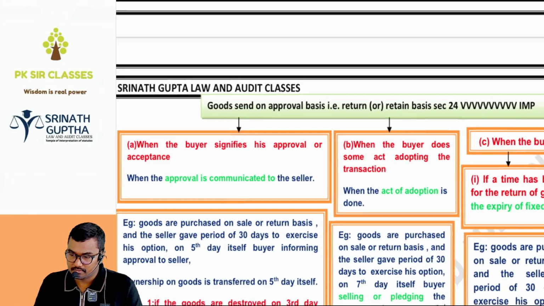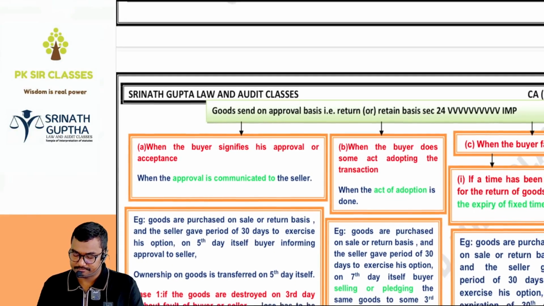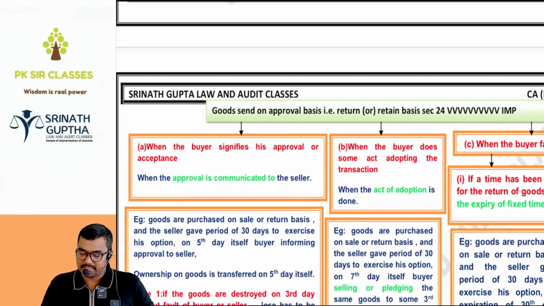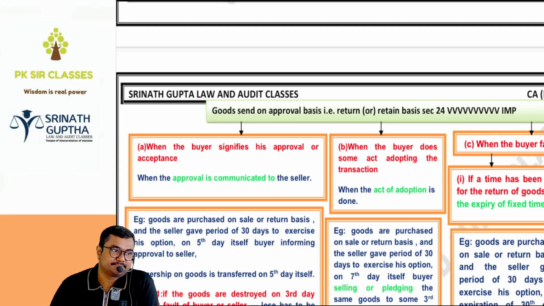Next, goods sent on approval basis. Goods sent on approval are also known as retain or return basis. So I'm giving you some goods. If you like it, use it first of all. If you like it, keep it. If you don't like it, return it.